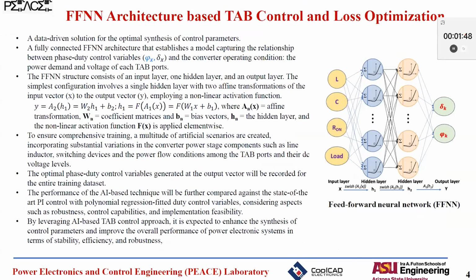Okay, so here we are showing a brief schematic of the proposed feed-forward neural network architecture that presents a data-driven solution for optimal synthesis of the control parameters. This network consists of one input layer, two hidden layers, and one output layer. The network inputs are the operating condition parameters, such as the converter load resistances, output voltage references, and also the circuit parameters that could be subject to uncertainty. The output of this network generates the control variables, as well as an estimation of the system parameters that could be subject to uncertainty. And those estimated circuit parameters are fed back to the network as inputs in the next execution cycle.